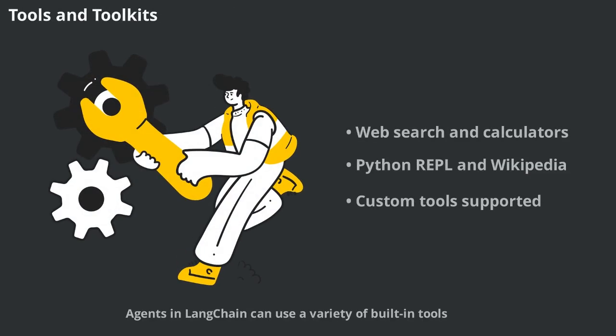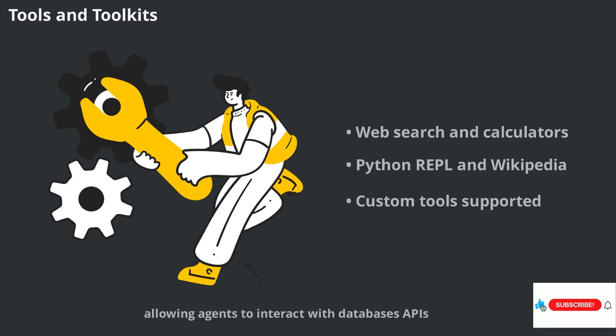Agents in LangChain can use a variety of built-in tools, such as web search, calculators, Python REPL, Wikipedia access, and file system operations. Toolkits are collections of related tools, making it easy to extend your agent's capabilities. You can also create custom tools to fit your specific needs, allowing agents to interact with databases, APIs, or any other resource your application requires.